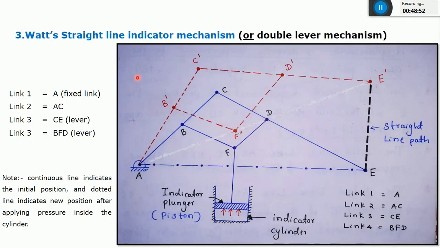In the next class I'll discuss this Watt's straight line indicator mechanism. This is the third example of an inversion of a 4-bar chain.